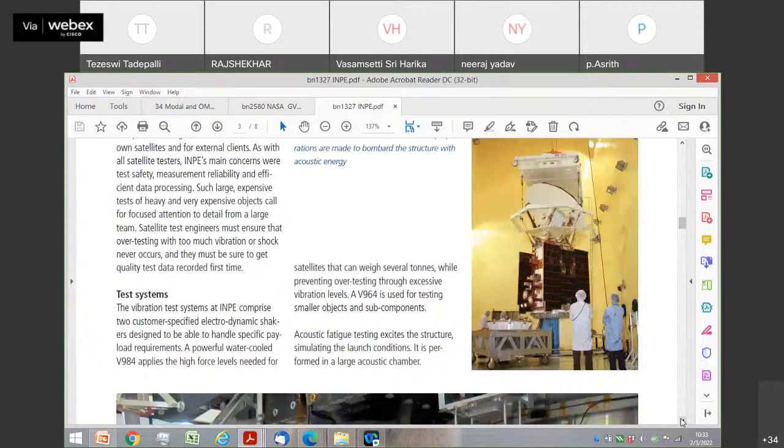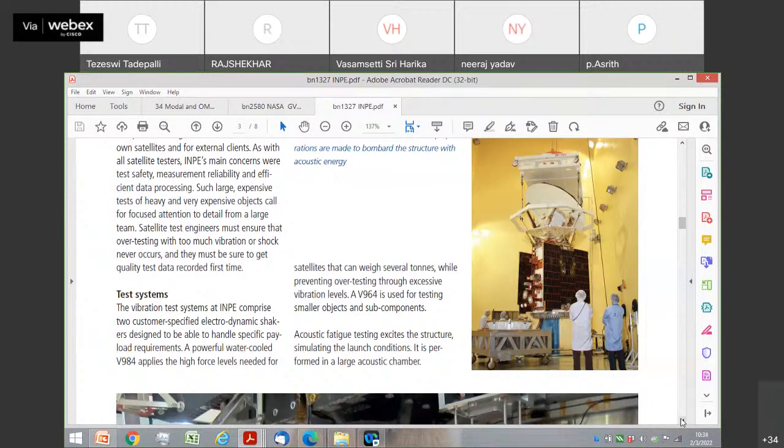So, an example of a satellite inside an acoustic facility. Those of you who have worked in the aerospace facility would have seen such large rooms in NAL, in ISRO, in RCI Imarat, which is acoustic factory. This is one of the very unique excitations where you have huge horns on the walls of this room.